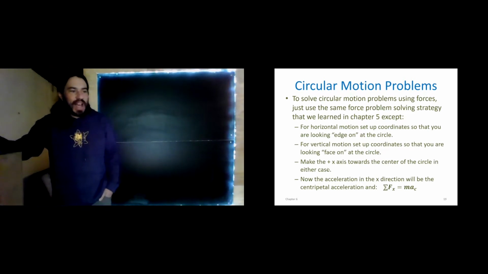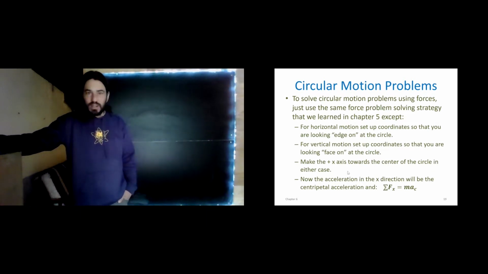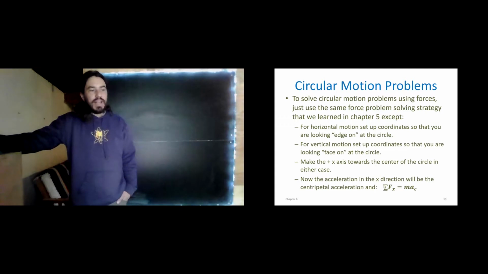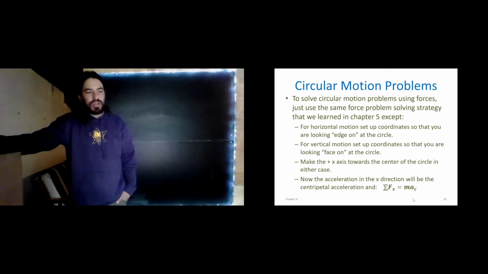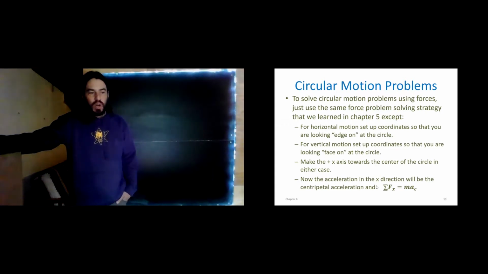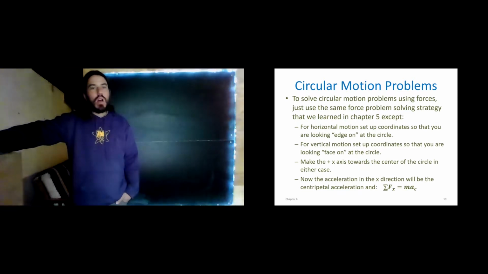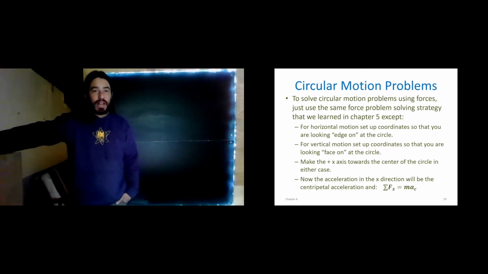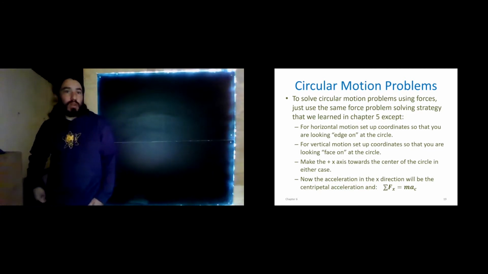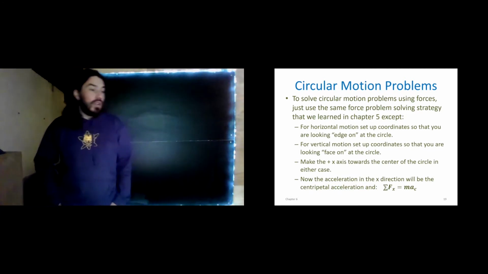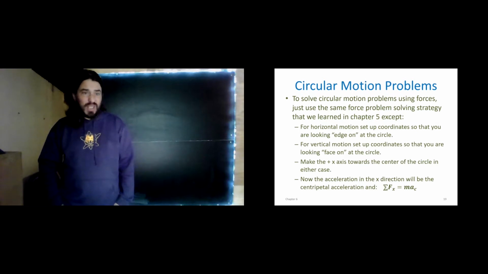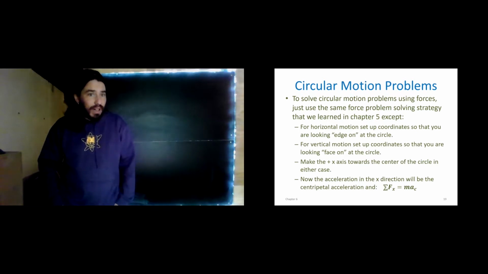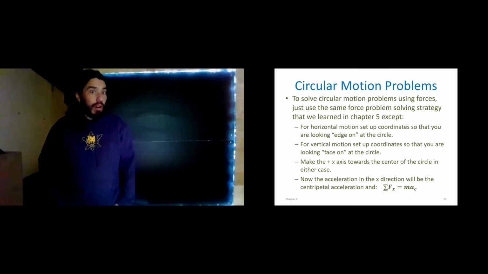So we're going to make positive x towards the center of the circle in either case. And the acceleration in the x direction will be the centripetal acceleration. And so we will have the situation where the sum of the forces in the x direction equals ma sub c. I will always make it so that the acceleration in the y direction, as defined here, will be 0. Okay, so that's our basic strategy. It's just a force problem, but we have to be a little bit careful with our coordinate system.